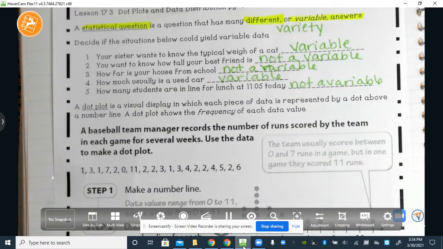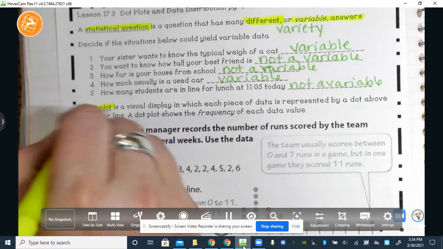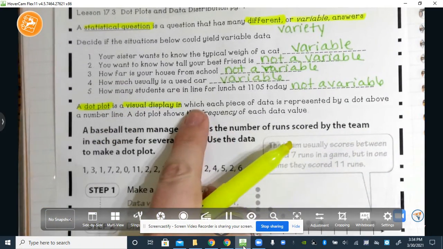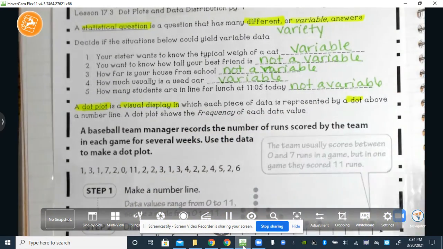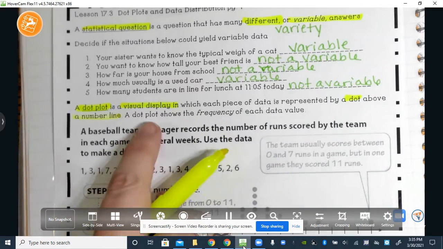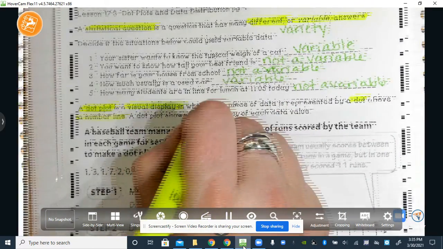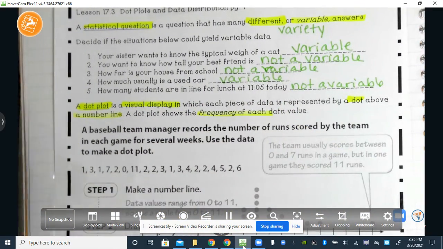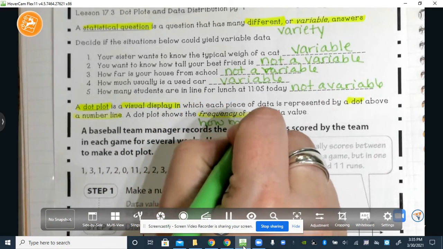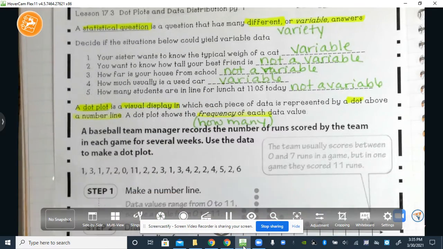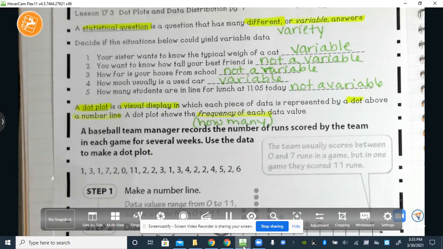So a dot plot. A dot plot is a visual display in which each piece of the data is represented by a dot, hence dot plot, above a number line. A dot plot shows the frequency of each data set. So it's the frequency. How many times does that data happen?